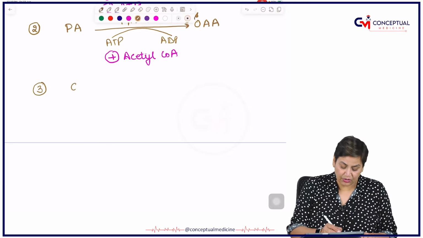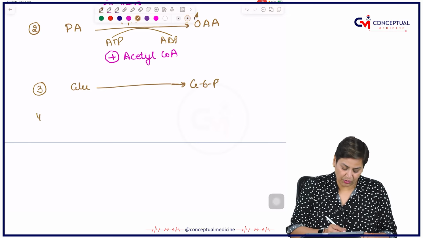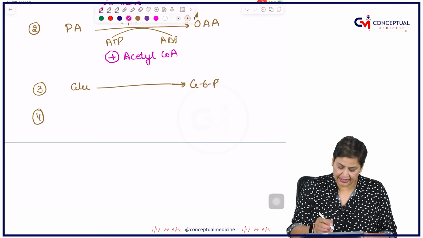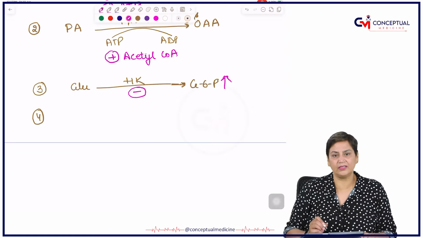For example, glucose to glucose 6-phosphate. This is feedback inhibition. The enzyme here is hexokinase, and if there is an increased concentration of glucose 6-phosphate, it will inhibit hexokinase.